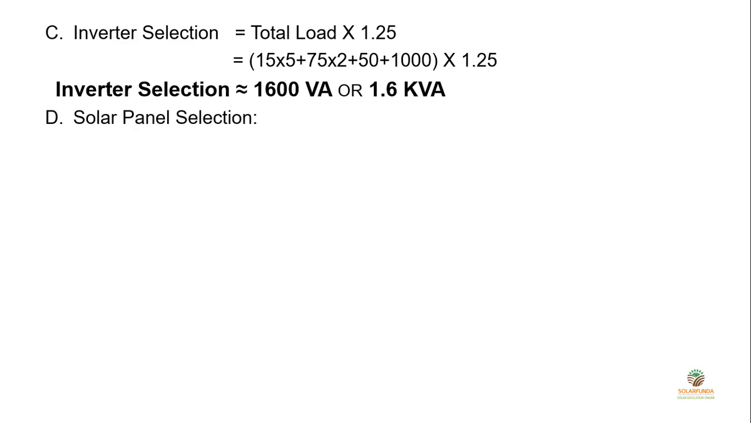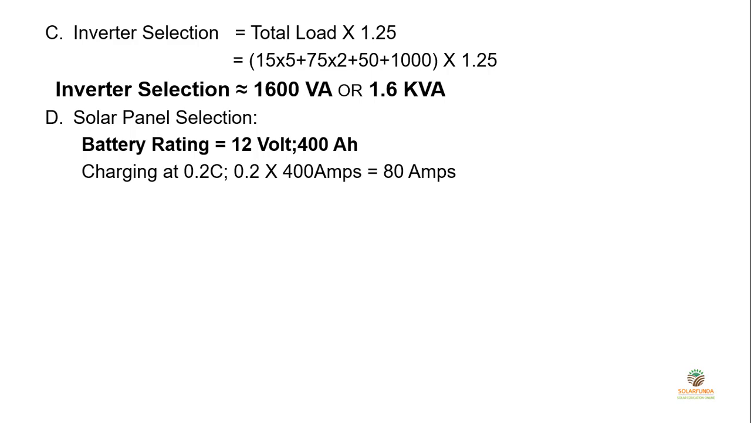Next step is solar panel selection. So we need solar panels to charge batteries. According to the datasheet of batteries, batteries are charged at 0.2 C. That's 20% of the capacity of the battery. My battery capacity is 400 ampere hours. So I need 20% of 400 amps, that is equal to 80 amps of charging current.